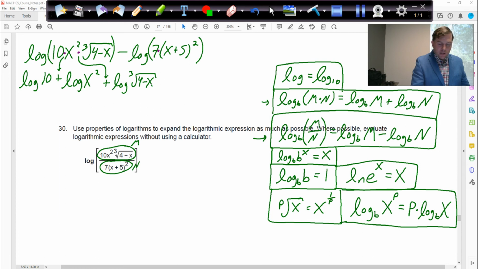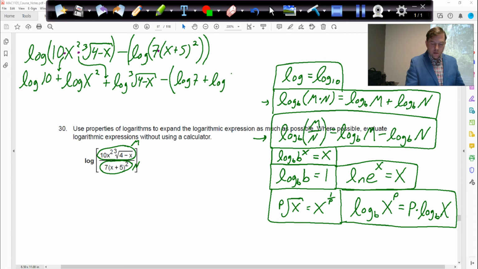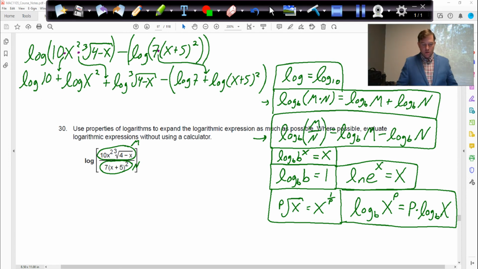Then we have this minus sign. Now I have to be a little careful here. This is minus this whole thing. So I'm going to use big parentheses there. And I have log 7 plus log x plus 5 squared. So this one also turned into this plus sign here. Okay, so we've taken the division, broke it into subtraction. We took all the multiplications and turned them into additions.